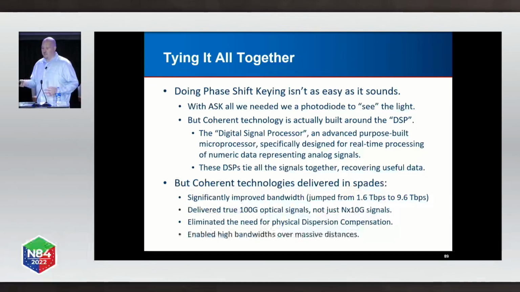But coherent technology also introduced, do I have a slide for that? All right, I'll probably have it coming up. So like I said, you need that DSP to do phase modulation and to tie all the stuff together. The DSP is very expensive, very big, very power hungry. But coherent is what took us from a hard limit of like 1.6 terabit, because we had 160 10 gig channels, to 96 100 gig channels, and it has gone up to 200, 400, 600, 800, and continues to increase. It delivered true 100 gig optical signals, not just a bunch of 10s.